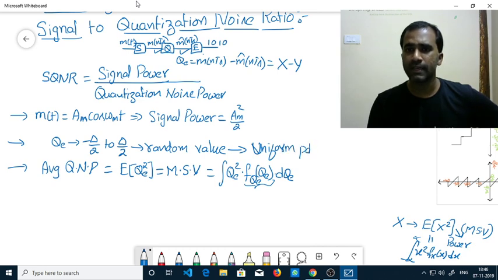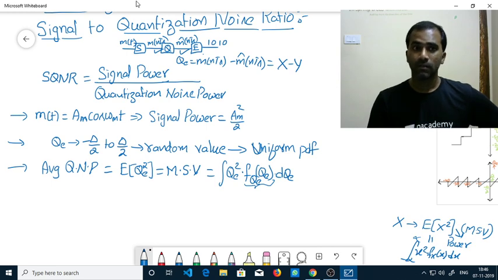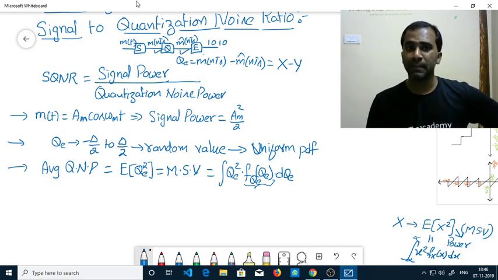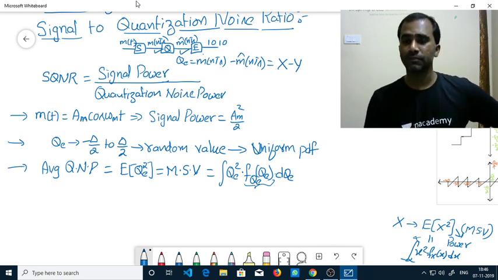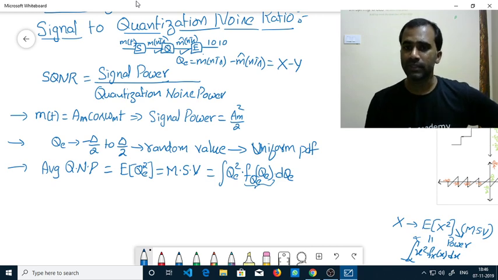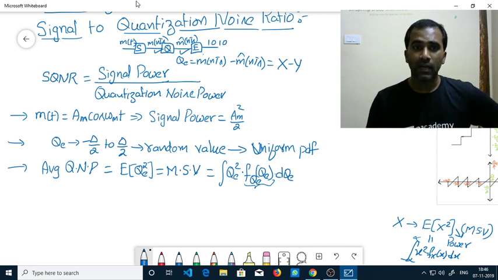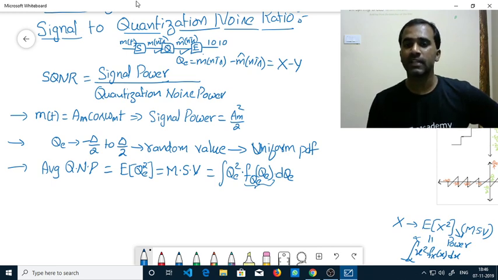Uniform probability density function, because we don't know what the PDF of quantization error is. So we are making one more assumption here. Till now we have made two assumptions. One is that the message is sinusoidal. The second is that quantization error need not have a uniform PDF, but we are assuming it to be uniform and doing the derivation. Under these two assumptions only, whatever answer we get is valid. In other cases, the answer will change a little bit, and I will tell you what those changes are.